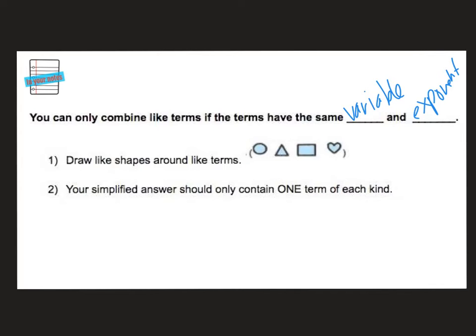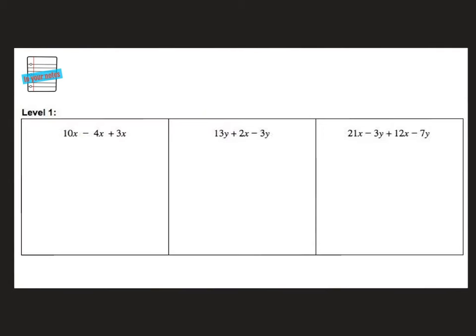So a few hints and helpful tips as we start. It's helpful to draw shapes around your like terms so that you know what to combine. You also should, as you look at your simplified answer, only have one term of each kind left in your answer. So let's look at some level ones. First off, anywhere I see a minus here, I'm going to go ahead and change this to a plus negative to make our combining a little bit easier on us.